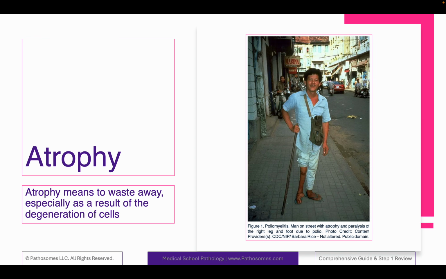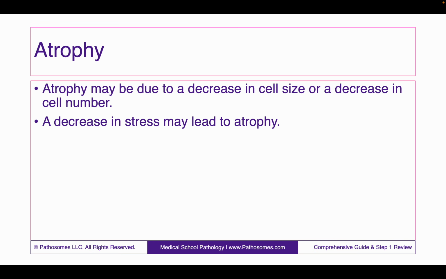Here's our friend again, right? Look at his right lower leg. That's due to a preventable condition known as polio. His leg has undergone atrophy, which means to waste away, especially as a result of the degeneration of cells. Atrophy may be due to a decrease in cell size or a decrease in cell number.